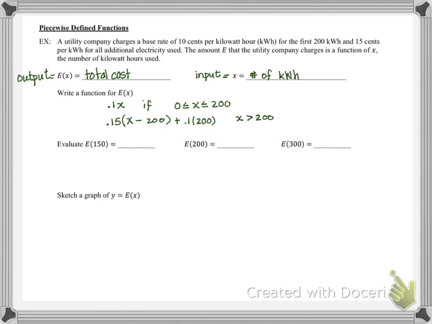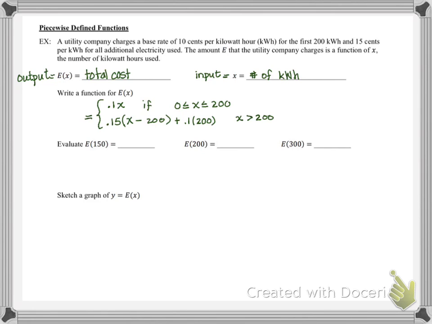So if our input's less than 200, we use the rule multiply by 0.1. If our input is greater than 200, we use the rule subtract 200, multiply by 0.15, and then add 20, which is what 0.1 times 200 is. So the way that we write this as a single function is we use a curly bracket, just one. It doesn't get closed on the other side. It's just kind of a brace, grouping those together.